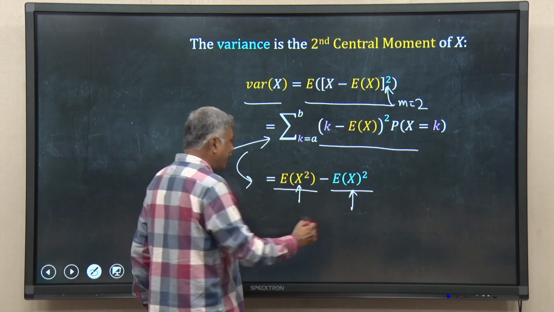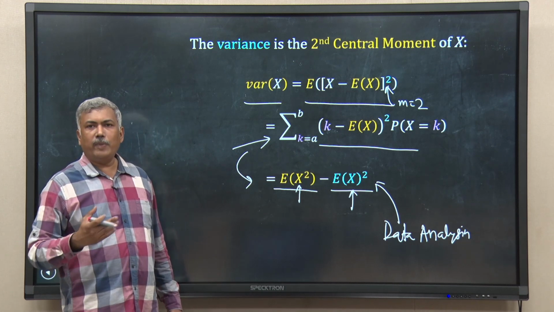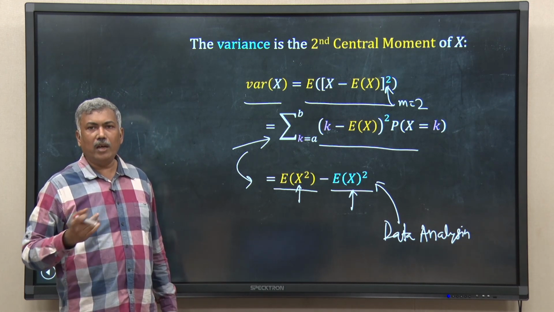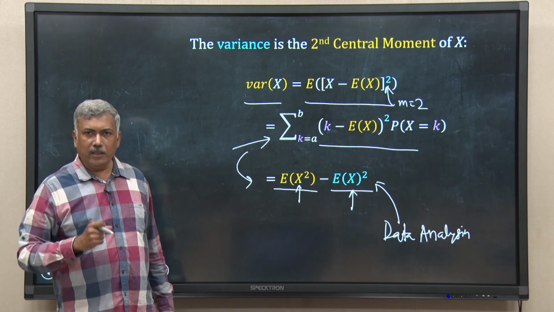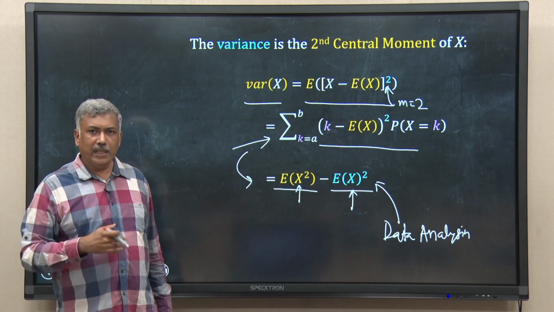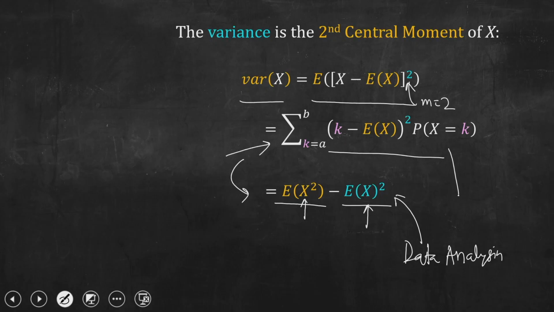For example, for large data analysis work, we use this formulation, variance is equal to expectation of x square minus square of expectation of x. This formulation becomes much easier. If you are writing code to do data analysis, this formulation becomes much easier to do. Whereas, if you are doing some probability based generalized work, this one is more useful.